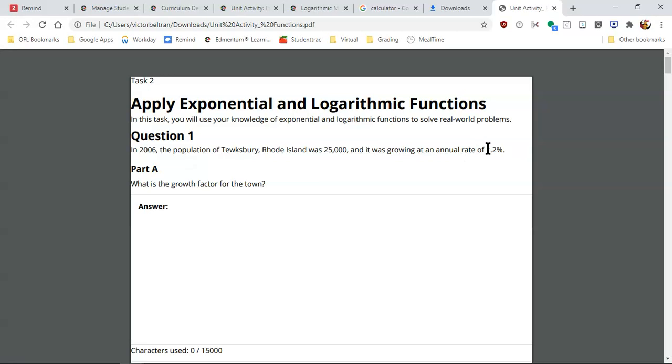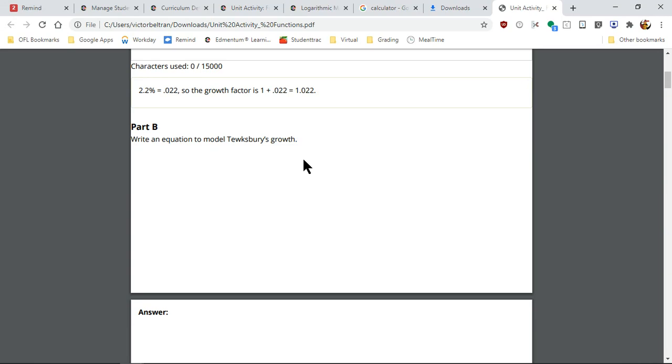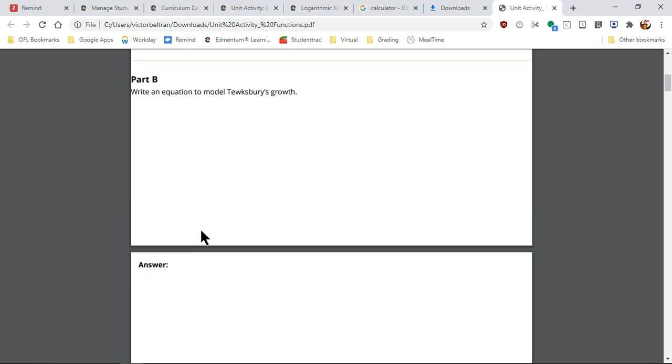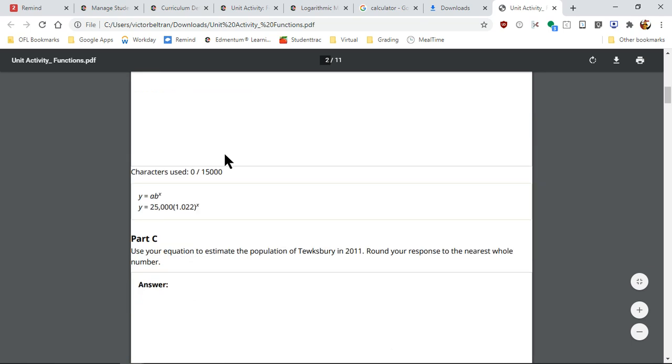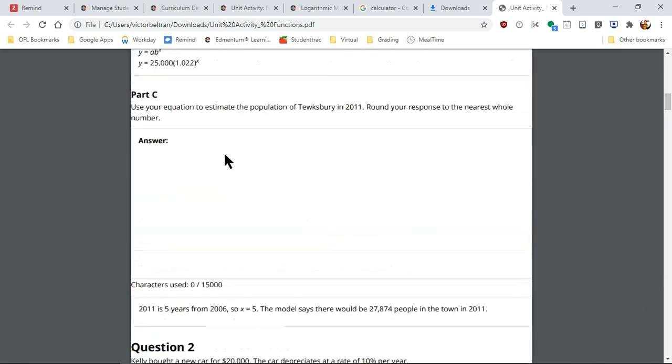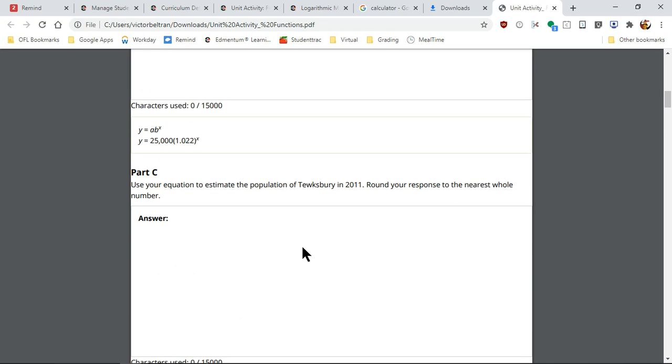All right, so the growth factor is basically right here. You're just going to change this to a decimal for this activity. Write an equation using the model, and it still gives me the answers. Great. Write an equation for the model. So you're going to go back and look at the exponential growth model and write that in there. It literally just wants the exponential growth model. It wants something like this. You're just plugging it in.